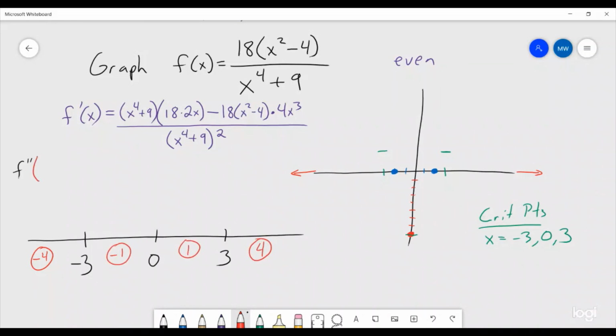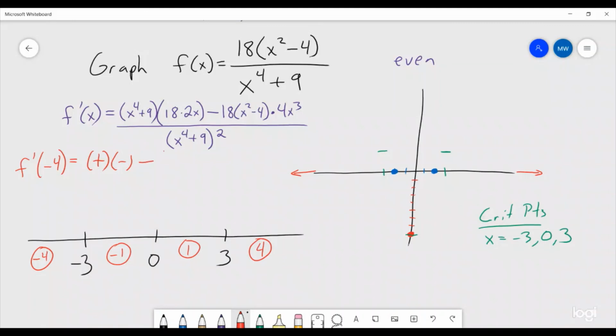So f double prime at negative 4, not f double prime, just f prime. Let's go through and look to see what is f prime at negative 4. Well, this is going to be negative 4 to the 4th plus 9, so that's going to be a positive. Let's see, negative 4 there, so that's a negative. We'll see if we can figure out the sign directly. If not, we're going to have to go through and actually evaluate the numbers.